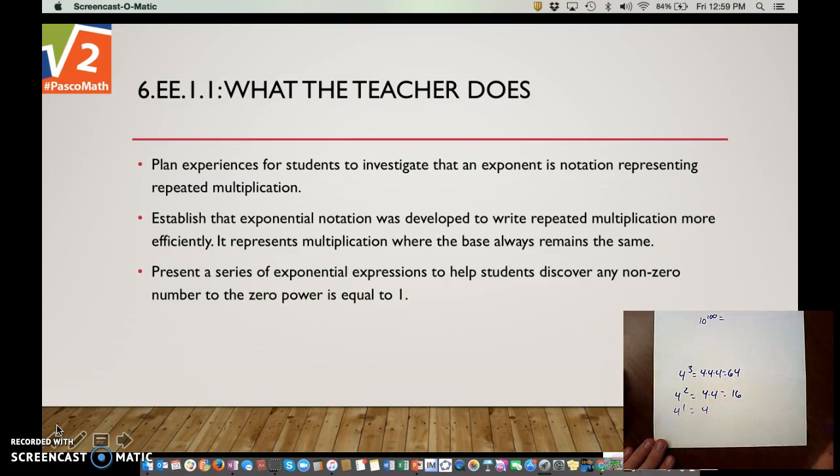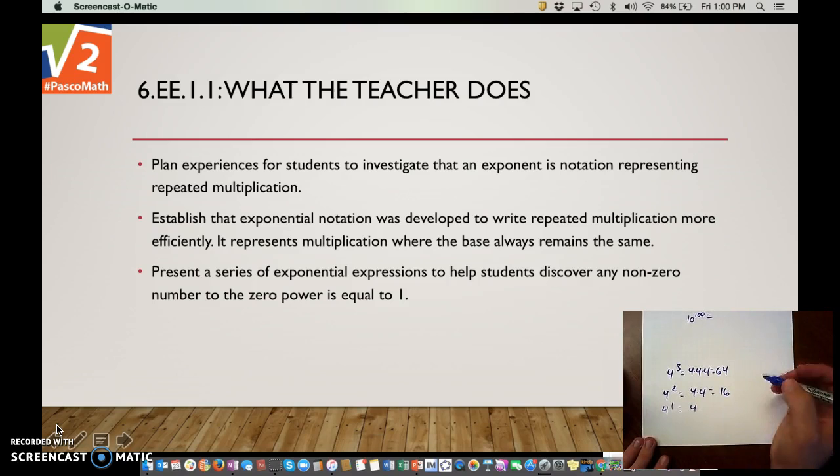And then I might use threes as well. I try to stay away from twos because a lot of times twos sometimes have special cases. So 3 to the third is 3 times 3 times 3, which is 27. 3 to the second is 3 times 3, it's 9. 3 to the first, 3 used as a factor one time, it's just 3. I might use 5s and 6s and some other numbers here. But the point is, have them discover the pattern of what's happening.